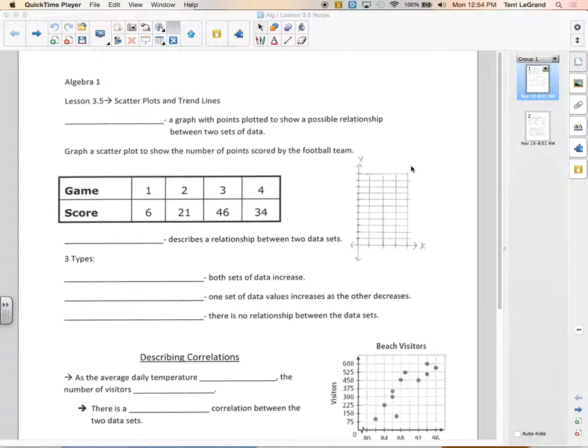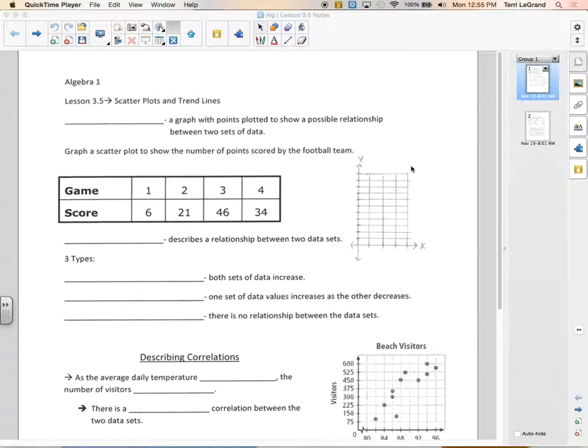Learning goals are in lesson 3.5. I can create and interpret a scatter plot, and I can use trend lines to make predictions. In other words, the title of our lesson: scatter plots and trend lines. Okay, let's start with our first vocab word.